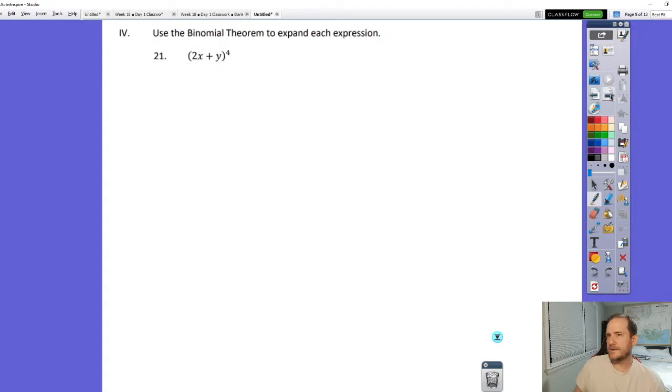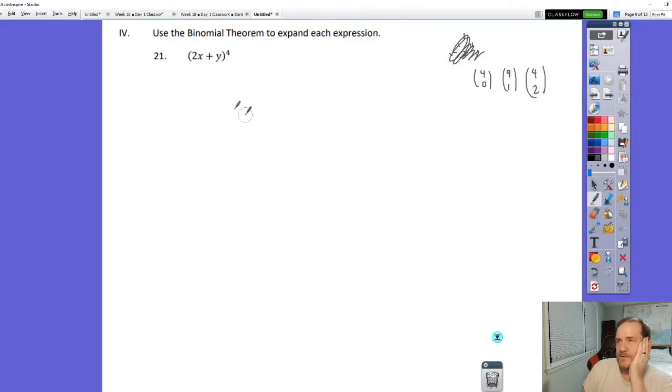All right, we're on to Roman numeral 4. We're now going to use the binomial theorem to expand. They do want you to expand the whole thing. So how's this different from the ones we did earlier? Well, we're not supposed to touch Pascal's triangle. We're not supposed to get the numbers from the triangle. We're supposed to get the numbers from our little 4 choose zeros, and our 4 choose ones, and our 4 choose twos, and our blah blah blahs.